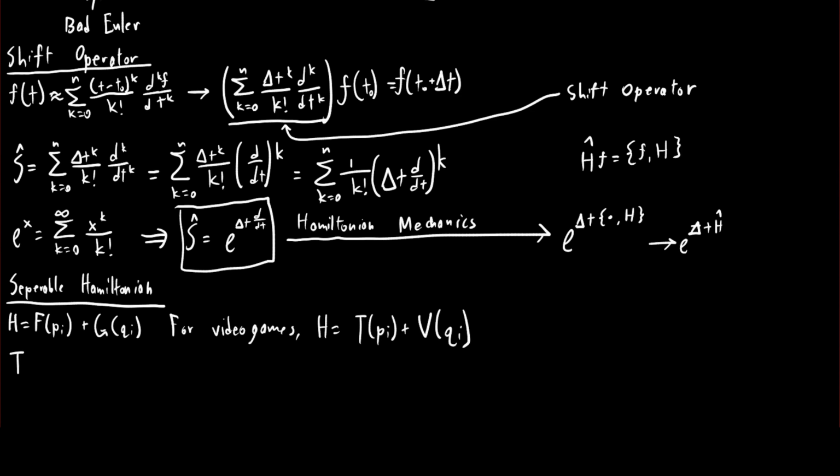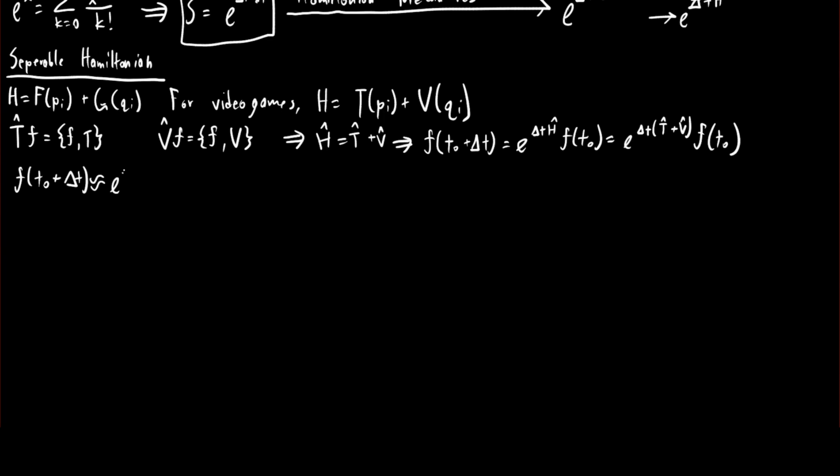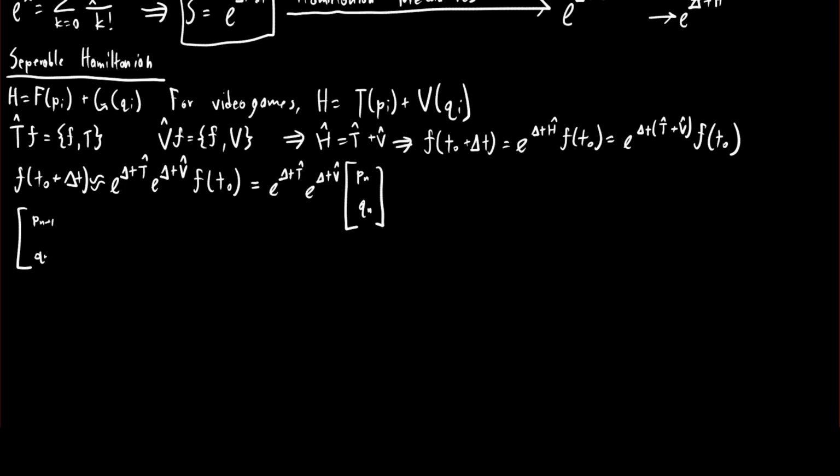of position. Since we've already converted the Hamiltonian into an operator, we might as well convert the kinetic and potential energies into their own operators. Just as with the Hamiltonian, these operators represent Poisson brackets with kinetic and potential energies. Going back to the time shift operator, we can split the Hamiltonian operator into kinetic and potential energy operators. We can then split up an exponential of a sum into a product of exponentials, which means we apply the operators one after the other. Both of these operators are symplectic, which you can prove using the test given earlier in this video.